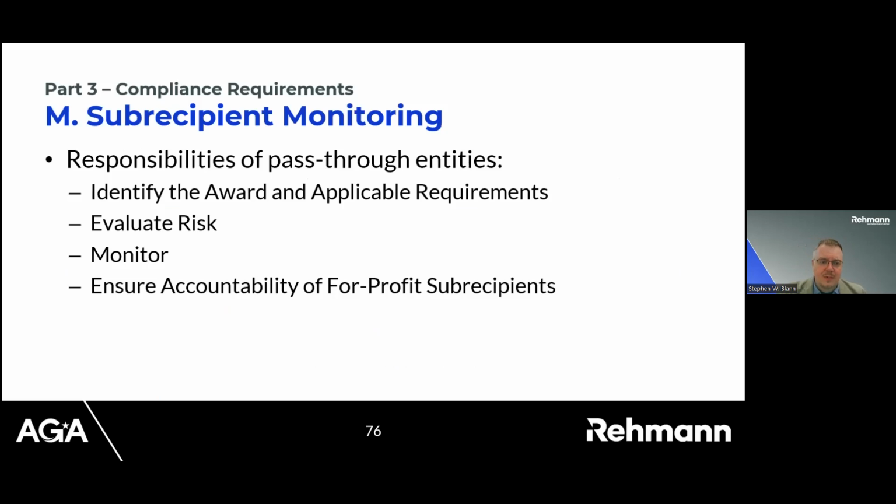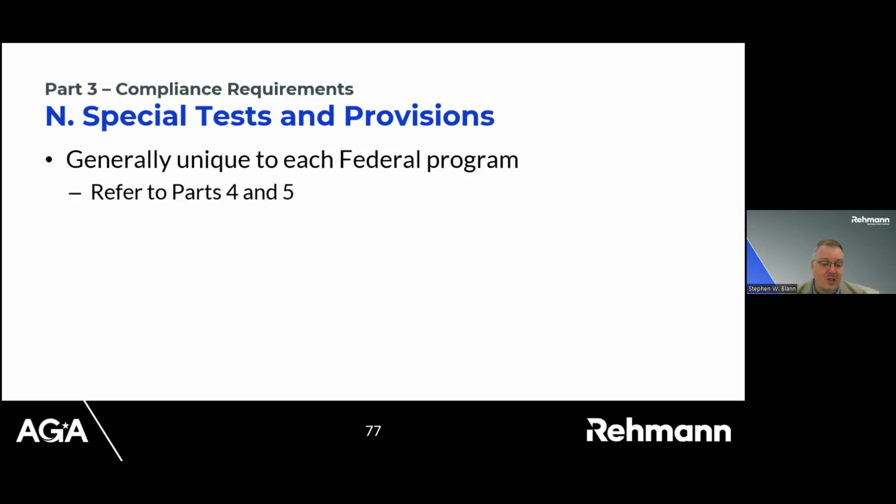Under the heading of sub-recipient monitoring, we are reminded that an auditor will be digging in on whether an entity first communicated to their sub-recipients that they are in fact subs, evaluated the risk of non-compliance, and then took specific monitoring activity to follow up on those entities, make sure they followed the rules. Now, special tests and provisions are usually so unique, it's hard to have a generic rule for them, but we've got parts 4 and 5 to help with that.